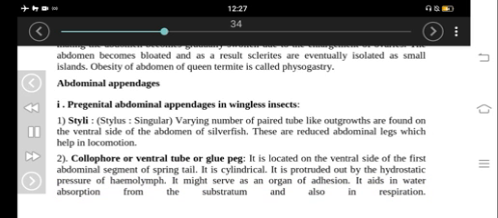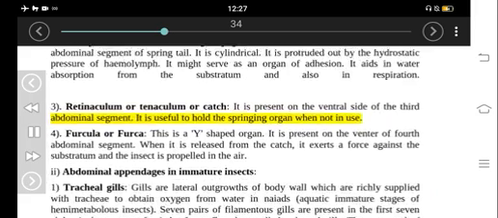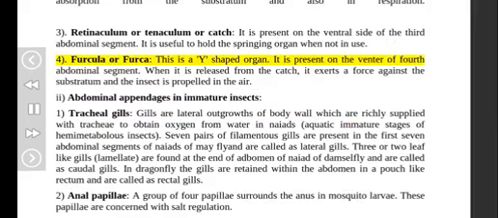3. Retinaculum, or tenaculum, or catch. It is present on the ventral side of the third abdominal segment. It is useful to hold the springing organ when not in use. 4. Furcula, or furca. This is a Y-shaped organ. It is present on the venter of the fourth abdominal segment. When it is released from the catch, it exerts a force against the substratum and the insect is propelled in the air.